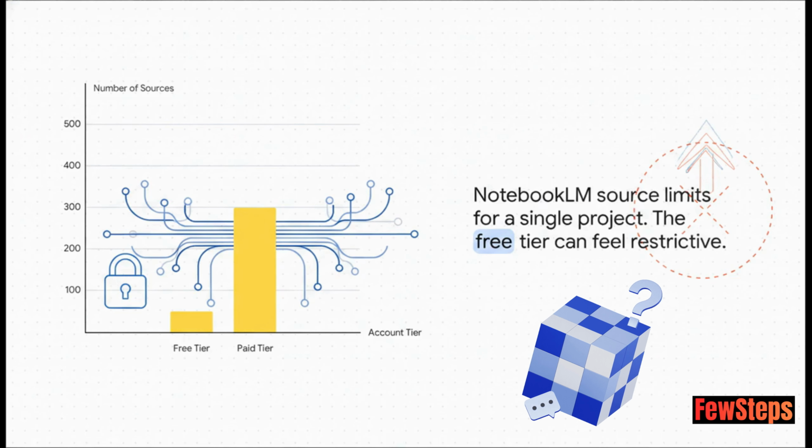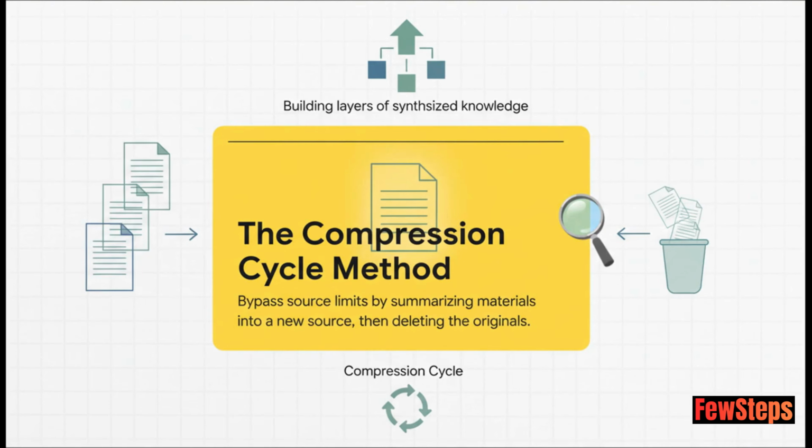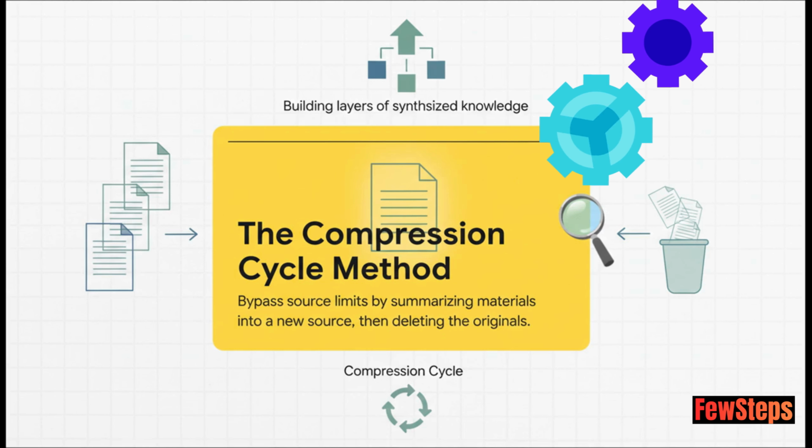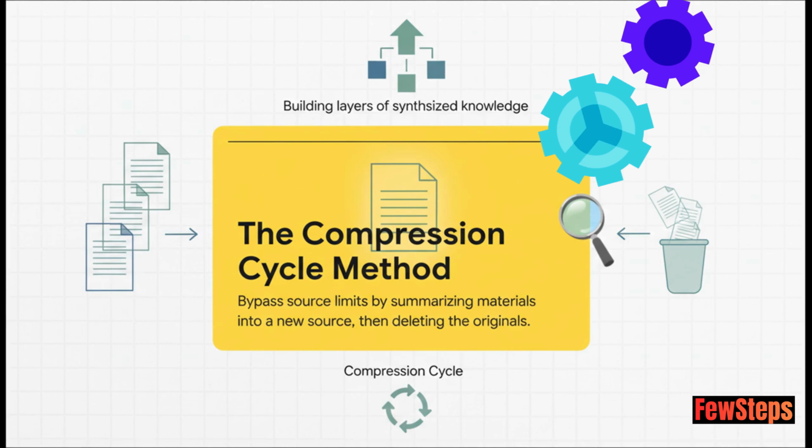Now, maybe future paid tiers will expand this, but for a big project, 50 sources can feel really restrictive. Most people hit this wall and just assume that's the end of the road, but it's not. This is where we use something called the compression cycle method. It's a really clever way to build up layers of synthesized knowledge.